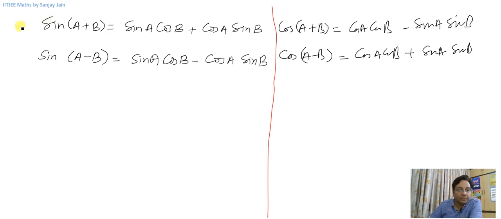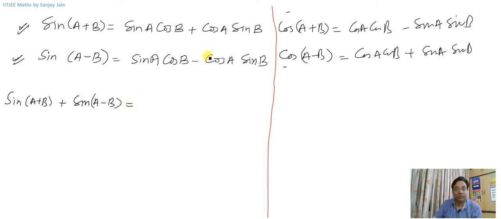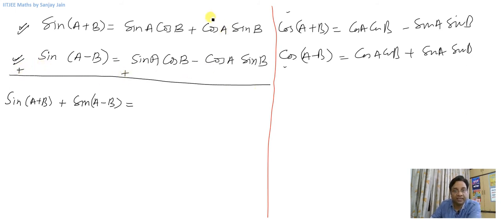See, these are the 4 formulae that we have learnt by now, right? Now see, if I add this one and this one, these two expressions, what will happen? On the left hand side, I'll have sine of a plus b plus sine of a minus b, and on the right hand side, if you notice, this will get cancelled. What I am doing here is, I am adding these, so this will get cancelled, and on the right hand side, you will have 2 sine a cos b.